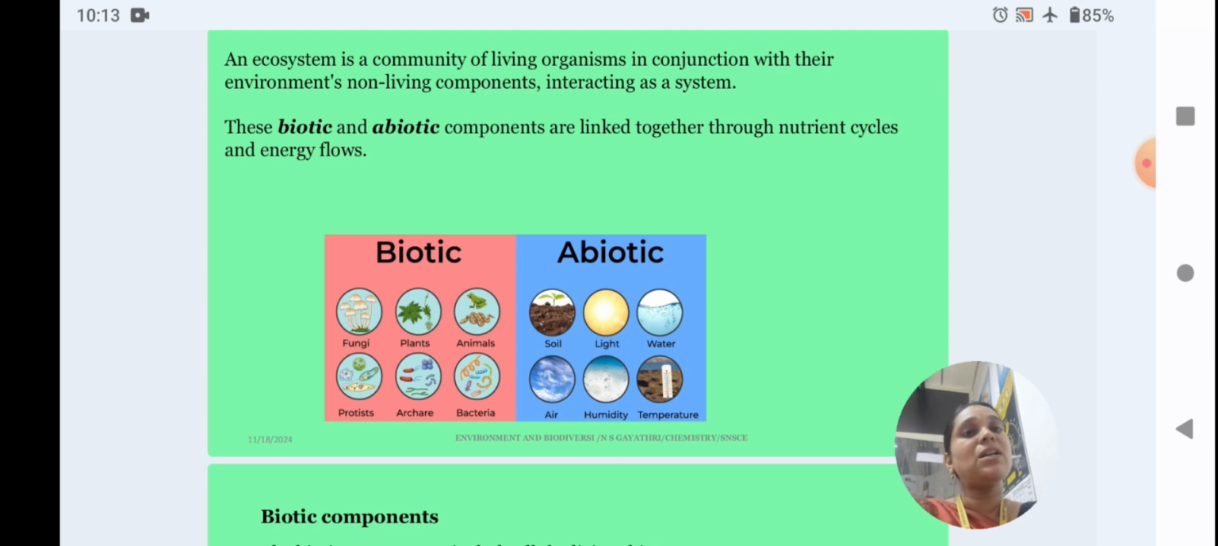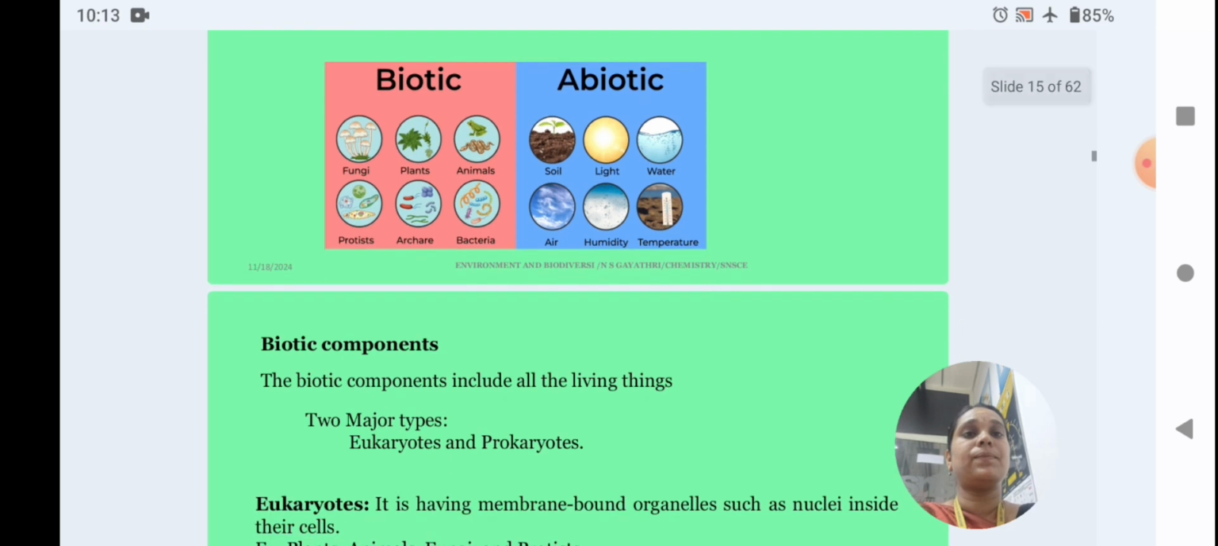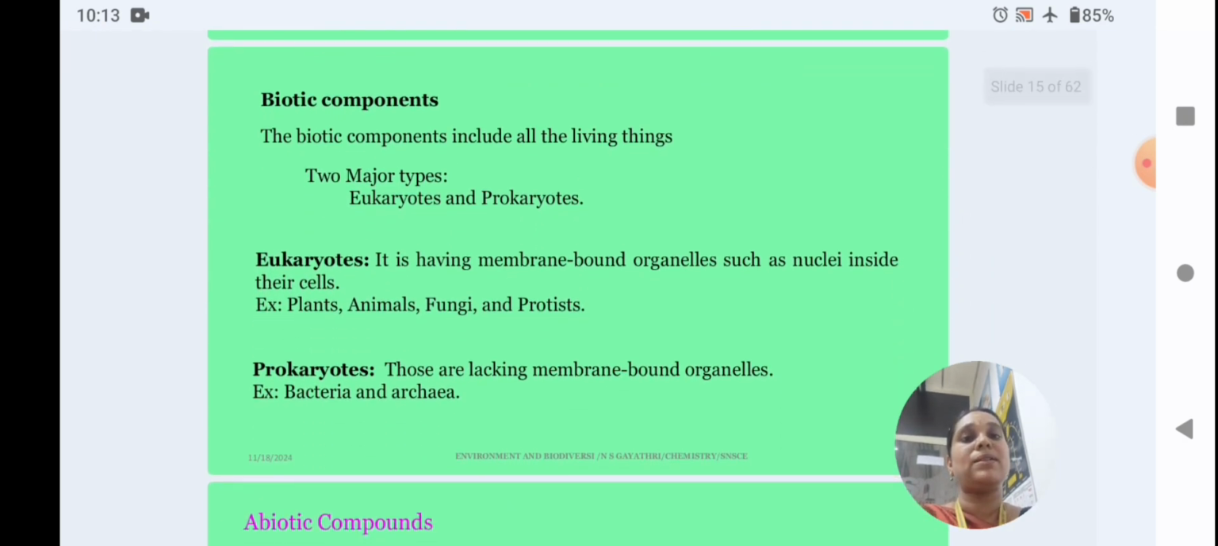The picture represents the biotic and abiotic elements. Biotic components include all the living things. There are two major types, eukaryotes and prokaryotes. Basically, they are animals and plants.